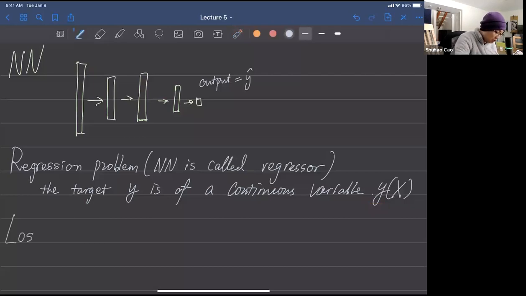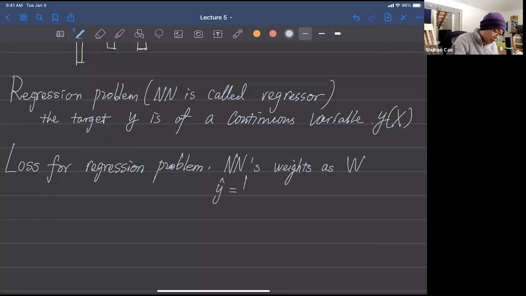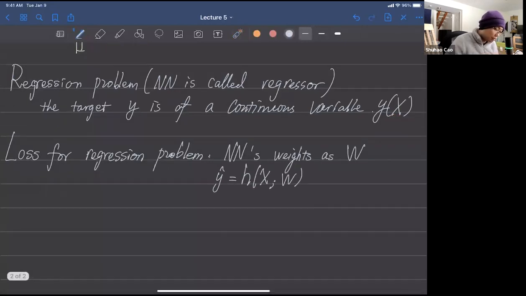And the loss function, so the loss for a regression problem. If we represent our NN's weights as W, and our Y hat is our h of X, this is W. So this X is little x, and this X is like all the data. Then our loss function is called the mean square loss, okay? Or MSE in general. If we're using TensorFlow or PyTorch, this MSE loss we will see a lot in the context.